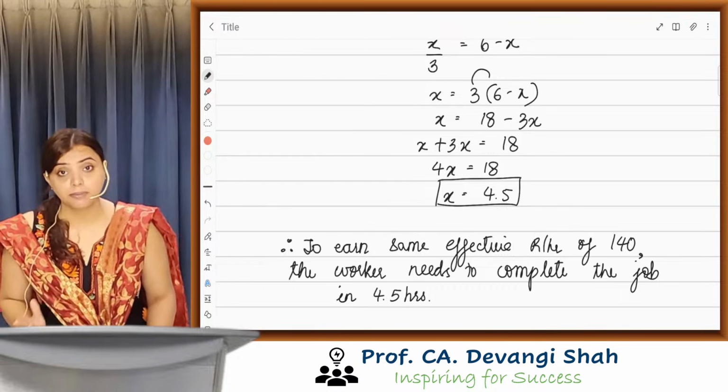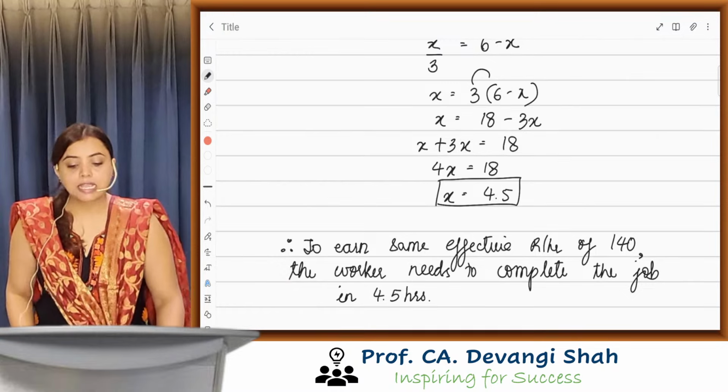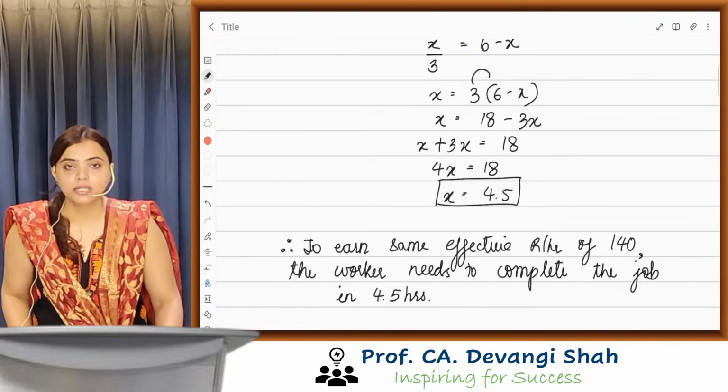Then only he is going to earn same 140 per hour as his effective earnings. Are you all understanding, friends? Let me know in the chat session.